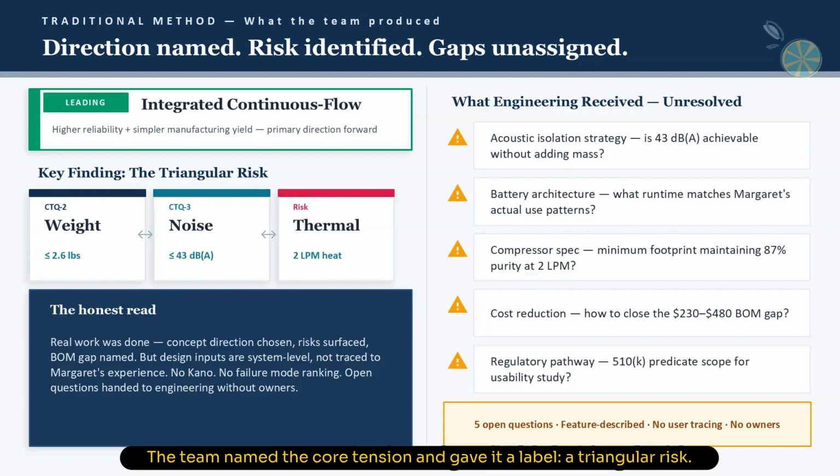The team named the core tension and gave it a label, a triangular risk. Weight, noise, and thermal management conflict with each other. Address one and you create a trade-off on the other. That's the team's discovery. They didn't just list requirements, they identified the dynamic between them and named it.